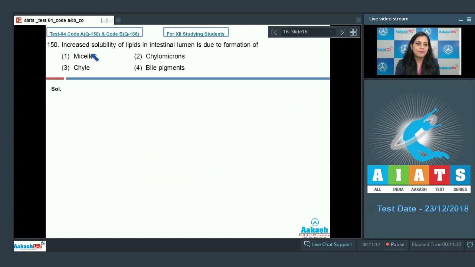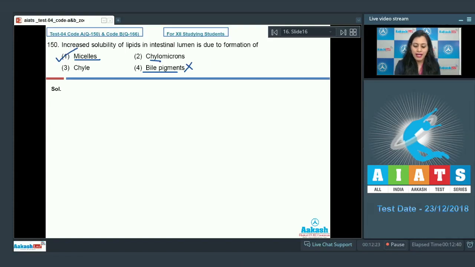Question number 150. Increased solubility of lipids in intestinal lumen is due to formation of, and the correct answer is option number 1, that is micelles. It is the formation of these micelles which are formed by the aggregation of bile salts, but no bile pigment. So the last option, bile pigment, is an incorrect option. It involves the aggregation of bile salts in enteric lumen to promote fat absorption by emulsification.